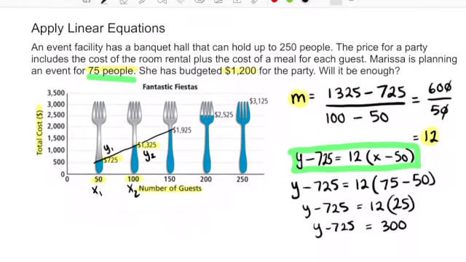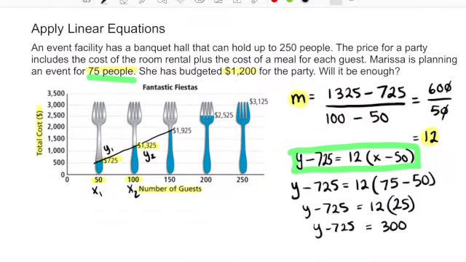And now to solve for y, so basically we're just doing order of operations, but now we want to solve for y. What would we do to both sides of the equation? We would add 725 to both sides. So the 725's cancel. y equals 1025. What does that mean? That means that is how much it costs for 75 guests.